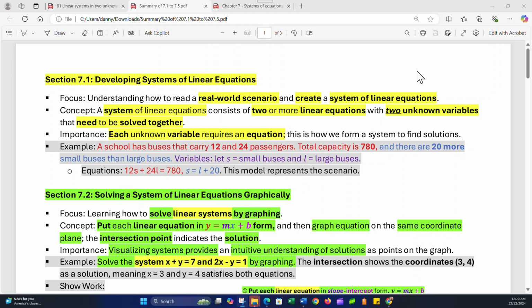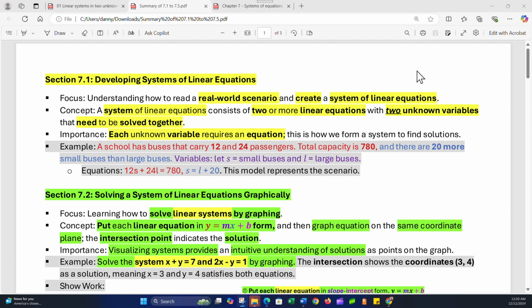So this is a quick summary of sections 7.1 to 7.5 inclusive for chapter 7 of the math textbook. Section 7.1 was about developing systems of linear equations. The focus was on understanding how we could read real-world scenarios and then create a system of linear equations.